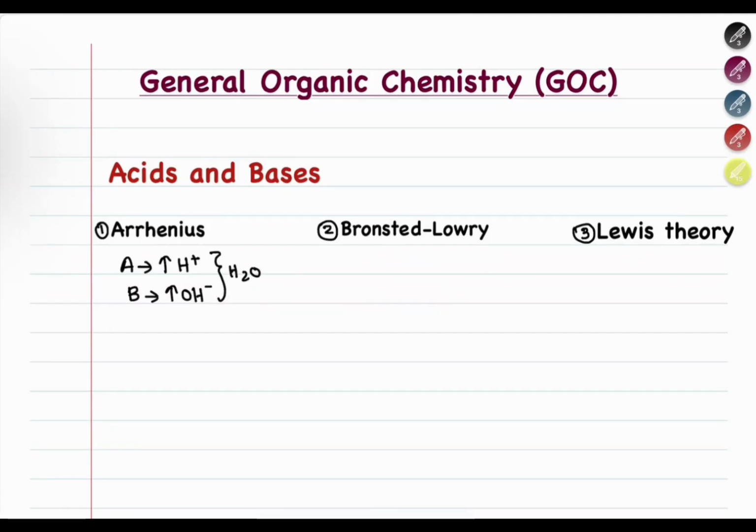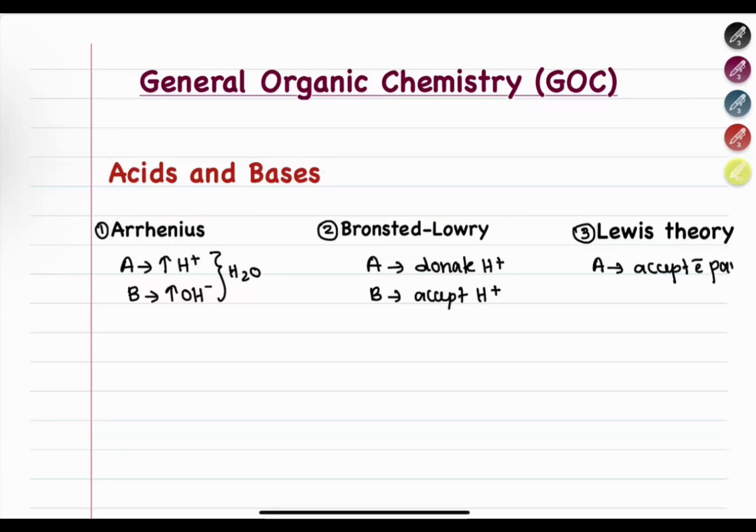According to Bronsted-Lowry theory, an acid is a substance which will donate H plus ion, and a base is a substance which will accept H plus ion. Here, the Bronsted-Lowry theory is applicable to any protonated solvent. Now we'll discuss Lewis theory. In Lewis theory, an acid is a substance which will accept an electron pair, and a base is a substance which will donate an electron pair.